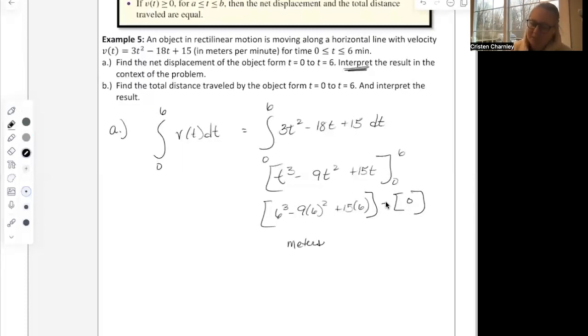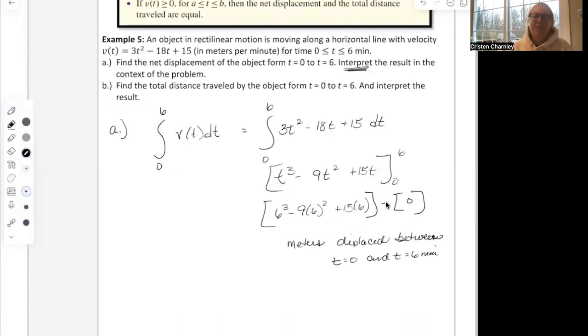You can use the word displacement if you wanted to, meters displaced. And you make sure you use the time. So between t equals 0 and t equals 6 minutes. Because if you did this problem again between 1 and 7, or between 6 and 12, or between 12 and 18, you'd have a different answer. So you need to make sure that you are indicating at what time interval you calculated this.